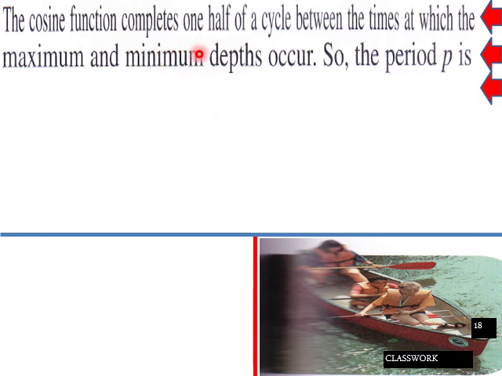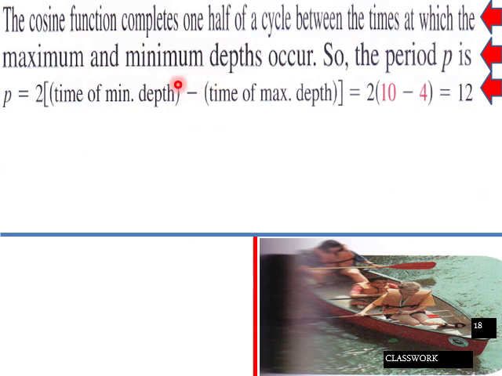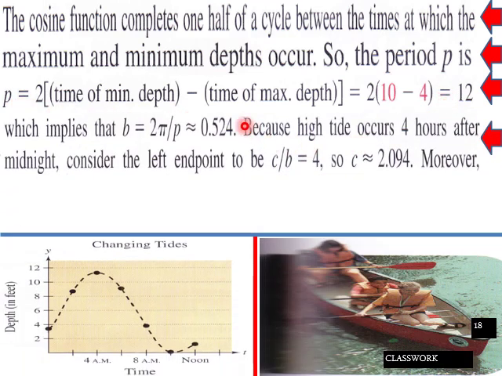A cosine function places 1/2 of a cycle between the times at which the maximum and minimum depths occur. So the period p equals 2 times time of min minus time of max. So now we figure in time here, which would be our p, our period, which would equal 12, which implies that b equals 2 pi over p, which equals 0.524.